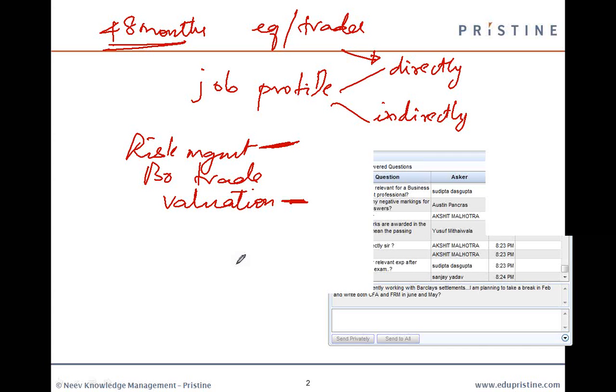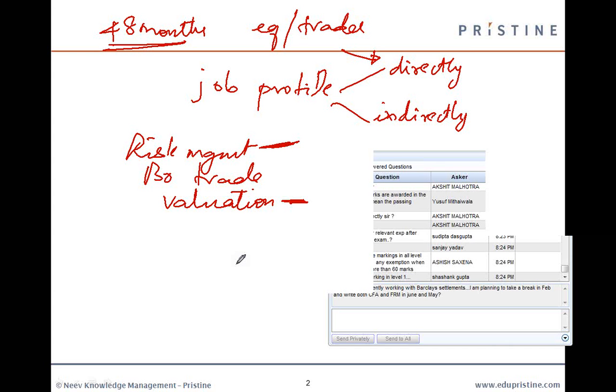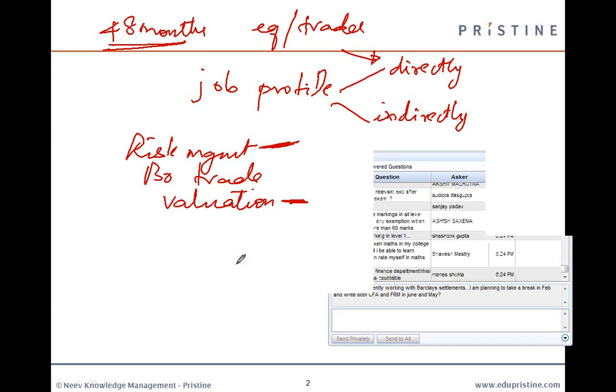Okay, so Akshit says, can you explain what is meant by indirectly assisting investment decision making? So a job profile, something like valuation. Let's say you're involved in valuing your portfolio, or in risk management of your portfolio, or in back office trade processing, generating profit and loss statements, generating investment statements, right? So these things don't directly assist in investment decision making, but still they are important functions of an organization which indirectly help you to take good investment decisions.